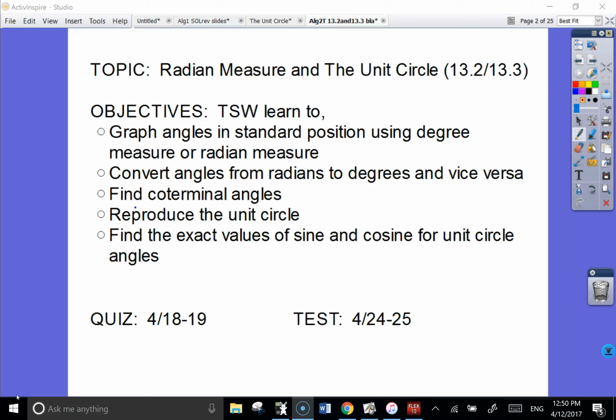So this is the radian measure. We learned today that, in fact, there's another way to measure angles, which is actually more common. That's why it's the default mode in your calculator, which is called radian measure, not degree measure.